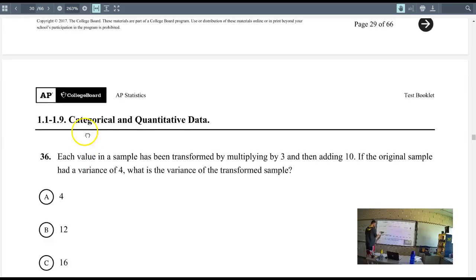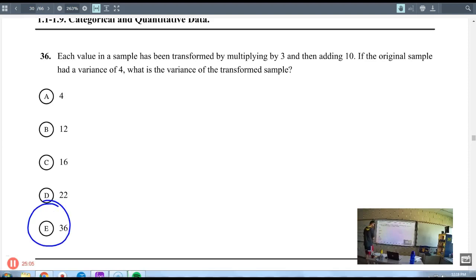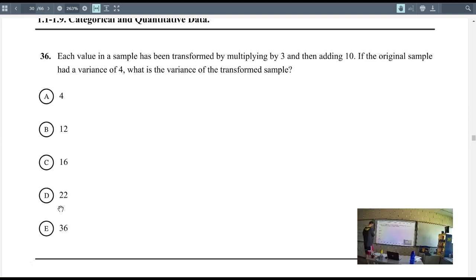Right, 36. Skip it. You don't know that. The answer is E. If you're interested, wait till next unit.